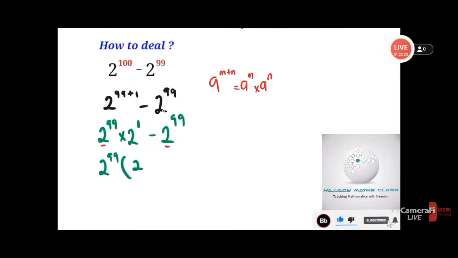So we have 2 to the power of 1, which is 2, minus 1. So with this, we have 2 to the power of 99 multiplied by 1, which is the same thing as 2 to the power of 99. And that completes our solution to this question.